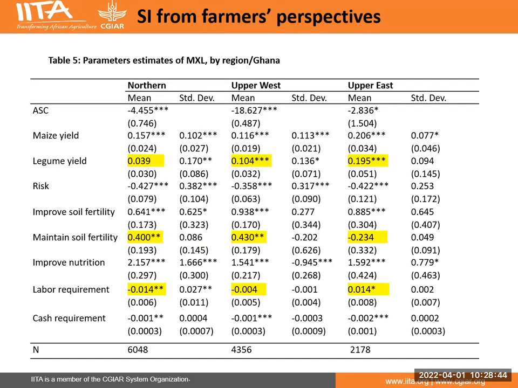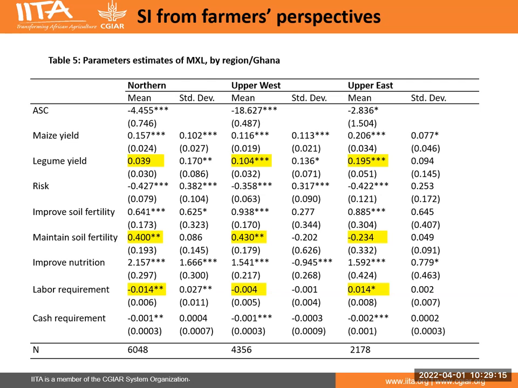We also did some disaggregated analysis with respect to regions. Actually, these regions also capture agroecological differences. We see differences in most of the cases. In all of the regions, farmers are interested in changing the current practices in favor of more sustainable ones. But the difference is with respect to, again, maize yield and legume yield.